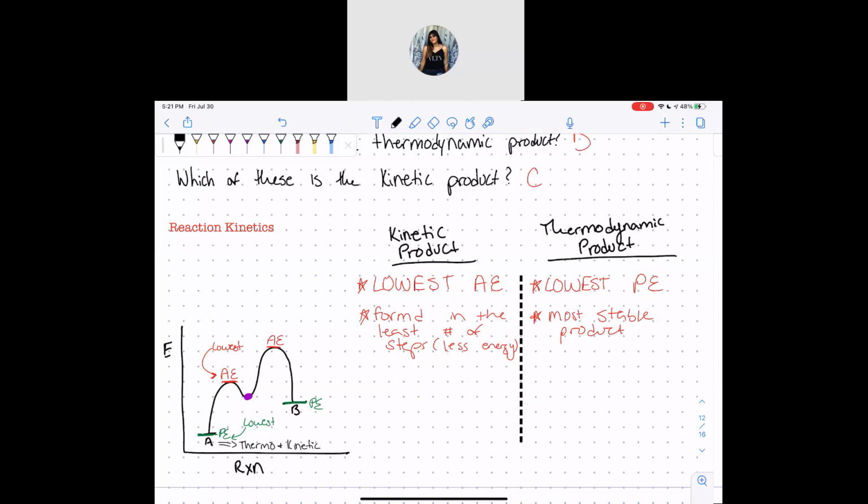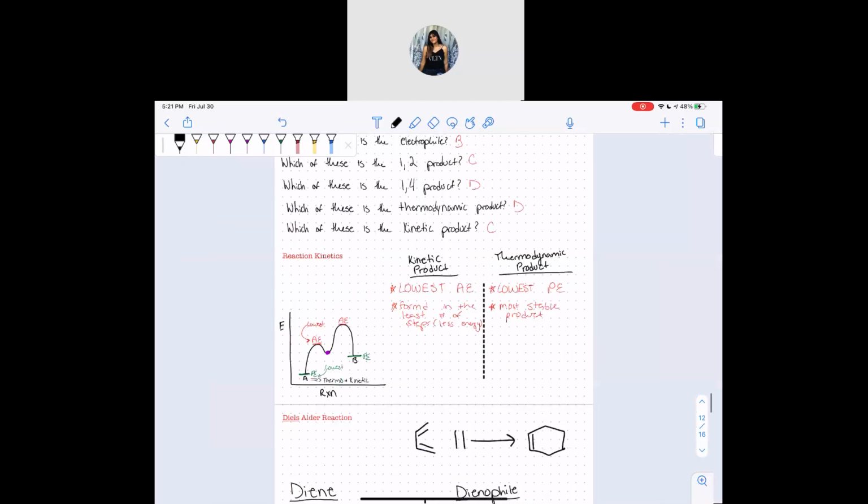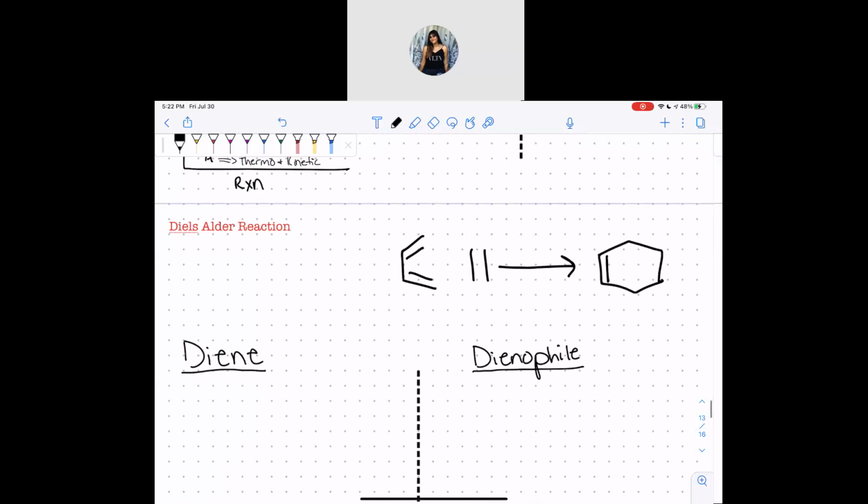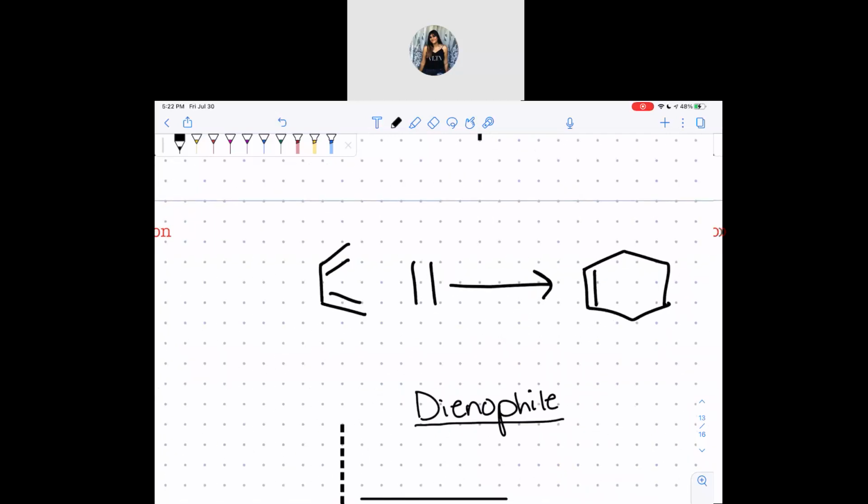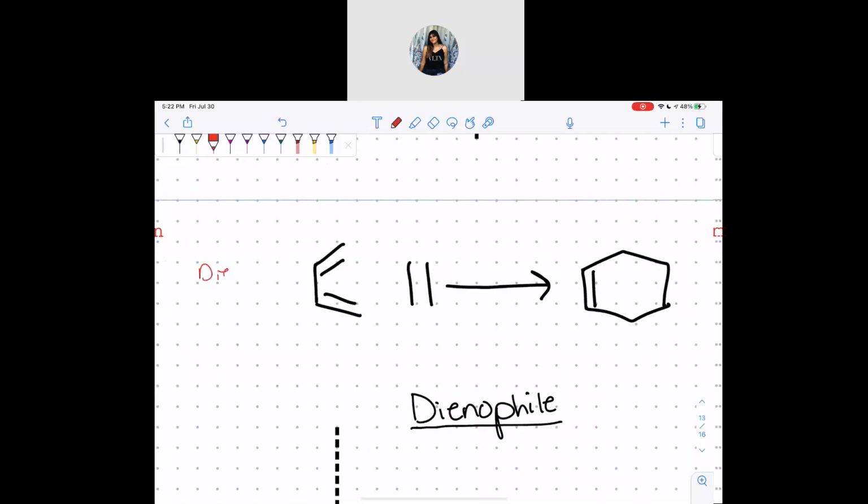We zoomed past another chapter. Woo, we got this. Actually, I lied. We still have Diels-Alder reaction. I'm just going to talk about the bare minimum for the Diels-Alder reaction, because again, this could take an hour by itself. So please go and review Diels-Alder. But the most basic part of Diels-Alder is we have a diene and we have a dienophile. And those guys are going to react with one another.